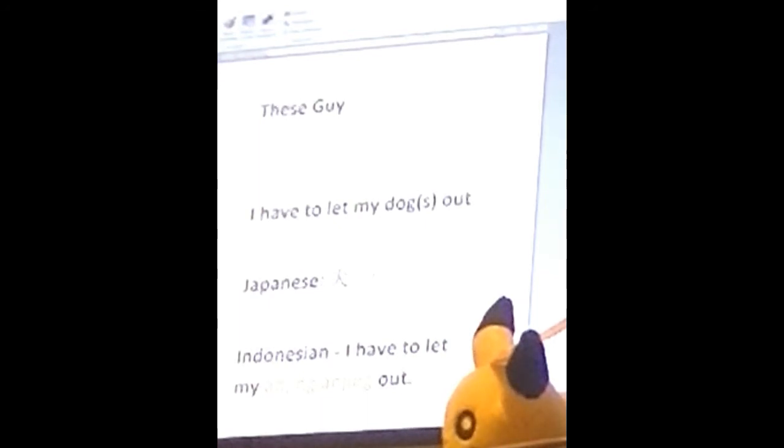Of course it would be a little bit weird in English to say I have to let my dog dog out, because people would probably look at you weirdly and ask why are you saying dog twice, why not just say dogs, because that is how the English plural works. But in Indonesian, you basically say the object twice when you want to make it plural. Not in all cases, because not all words in Indonesian have plural forms, but in a lot of cases you just say the object twice.